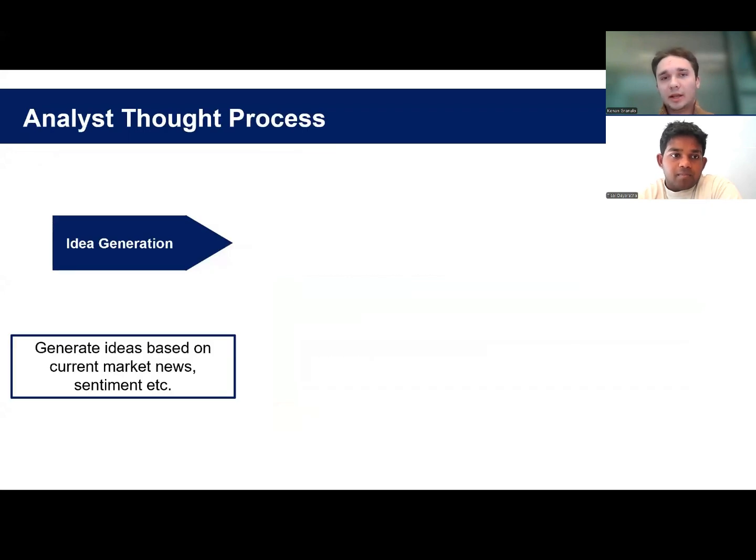So I want to start off looking at what the analyst thought process looked like. And typically it would start off with idea generation. Here, they're generating different ideas based on current market news and sentiment. So, for example, the analyst could be reading the Financial Times and Economist and trying to develop different trends that fit the current economy and then figure out how they can structure this and how they can monetize this for a different trade, depending on the fund that they work at and the mandate.